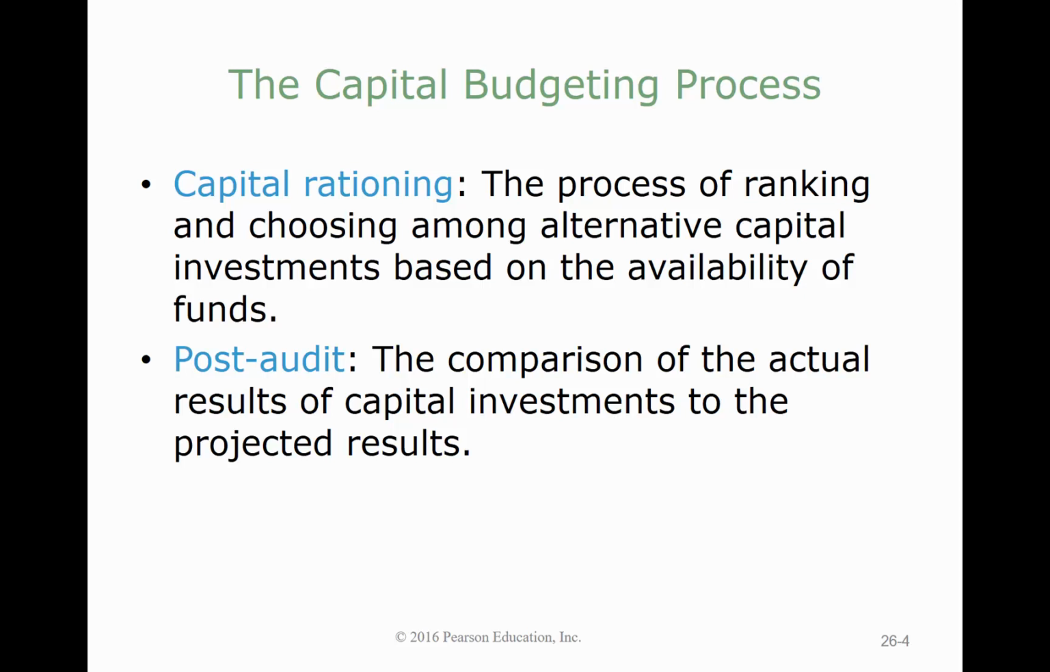Capital rationing, again, that's kind of obvious, right? When you ration stuff, you recognize you don't have money to buy everything you want. You can't buy every piece of equipment and every cool new gadget that you want, so you make plans and work according to those. And the post-audit is the way you look at the end and say, well, did this thing actually make the money we projected it would, or did it not, etc.